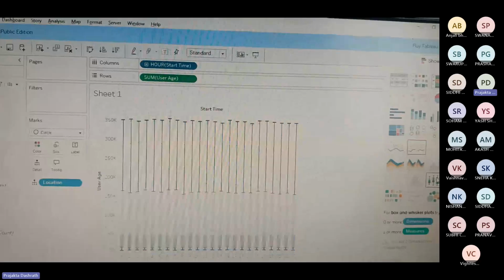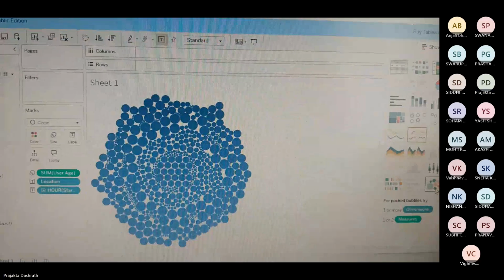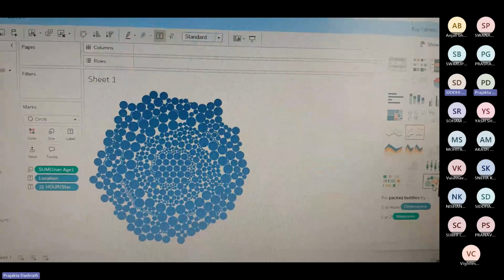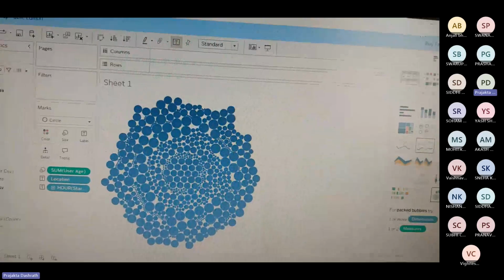Whether the area chart will be suitable? Yes. Will this chart be suitable? Bubble chart? Will it be suitable? An area chart can be suitable. Why?